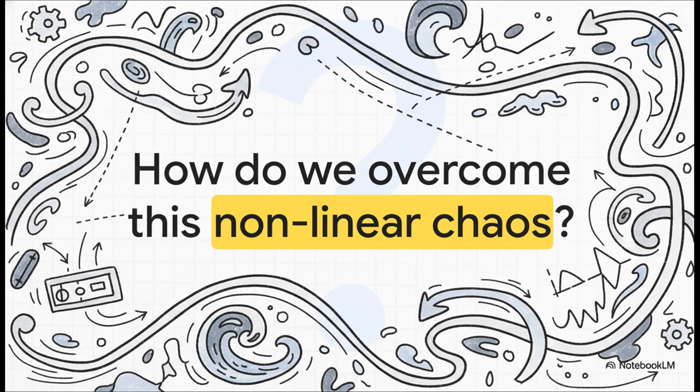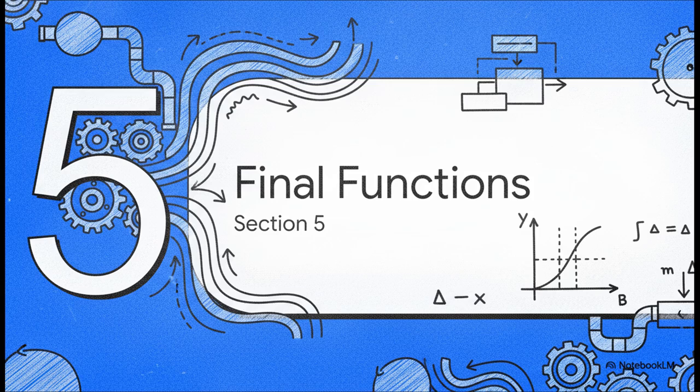For our non-Persian speakers tuning in, that translates to, how do we overcome this nonlinear chaos? I mean, how can engineers possibly model a reality that curves and twists in multiple variables when our control computers desperately need straight lines? Well, the answer is in Section 5, Linearization and Final Transfer Functions.